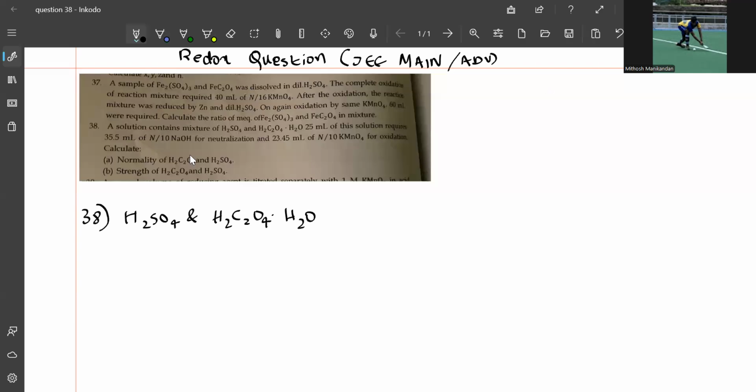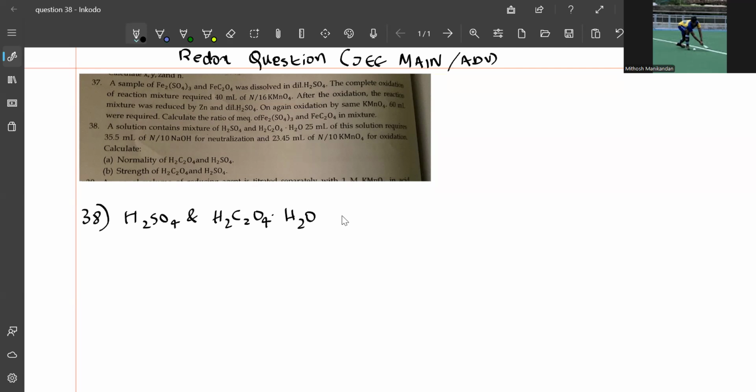Okay, so let's discuss question number 38. We have a mixture of H2SO4 and H2C2O4, which means we have oxalic acid and sulfuric acid. 25 milliliter of this solution requires 35.5 milliliter of N by 10 NaOH for neutralization.